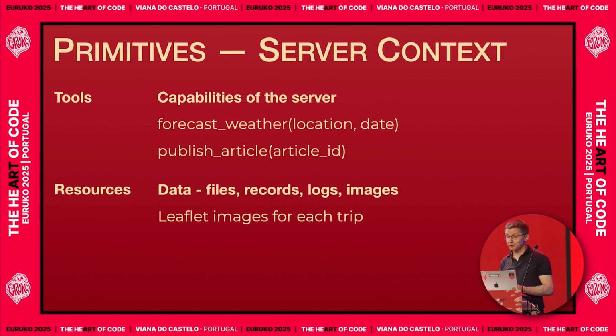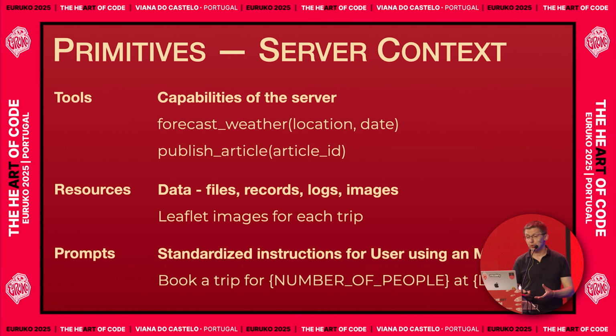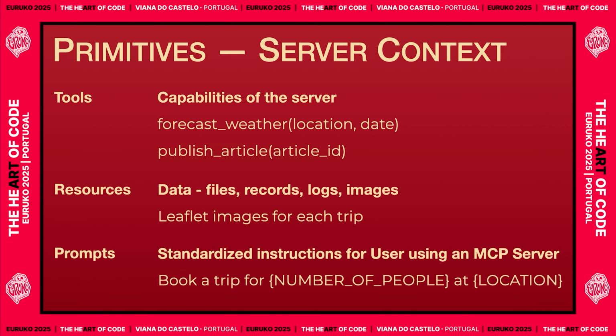On top of that, we have resources, basically data, files, records, logs, images, you name it, whatever you need. Third basic primitive would be prompts, standardized recipes for users. So MCP can provide a standardized recipe for a prompt for a user to be given by MCP host.